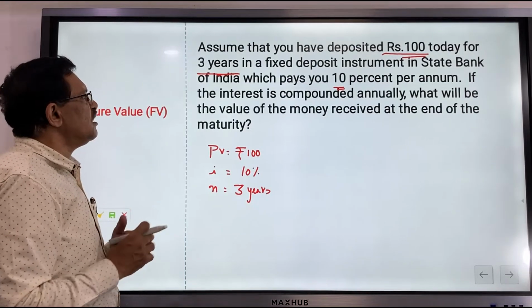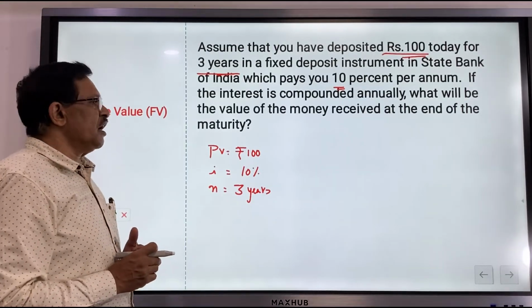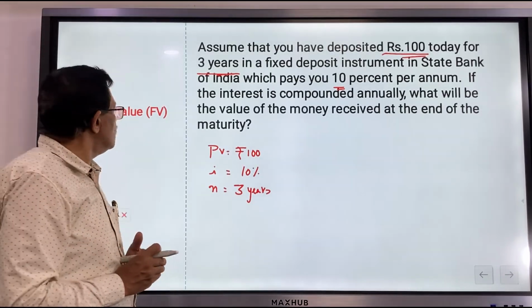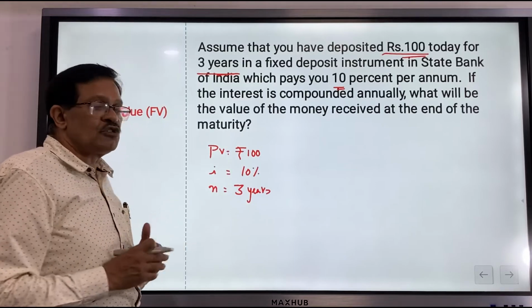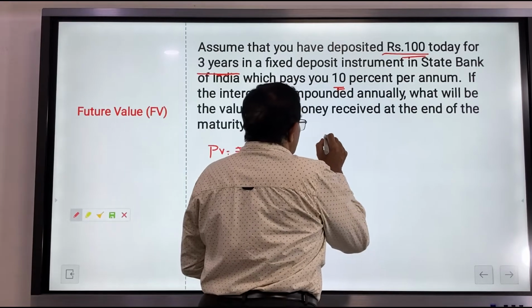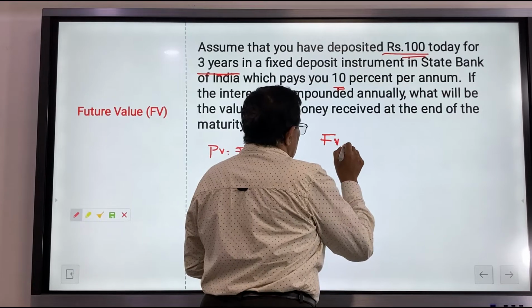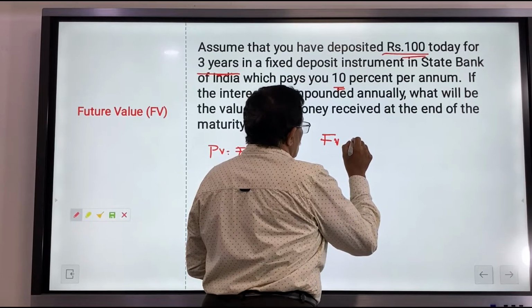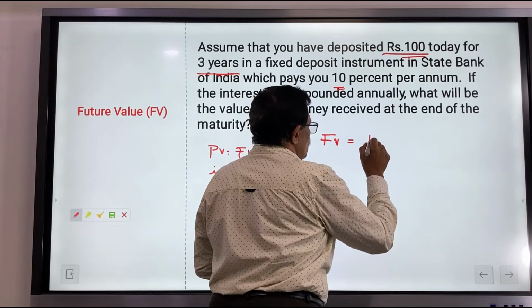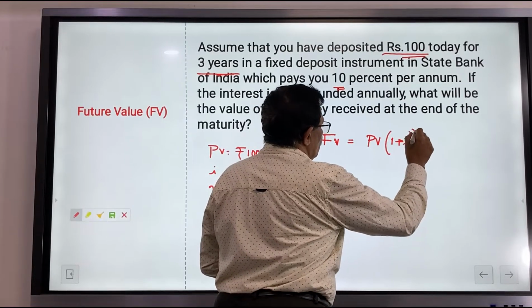Now he is asking us what will be the value of money that he is going to receive at the end of the maturity. For this, we are going to use the future value formula. The future value computation can use the formula, where future value is equivalent to the present value into 1 plus I whole power of n.